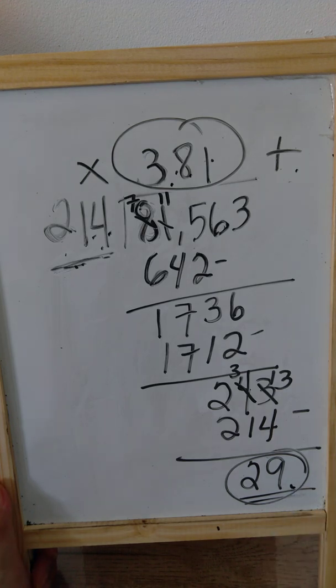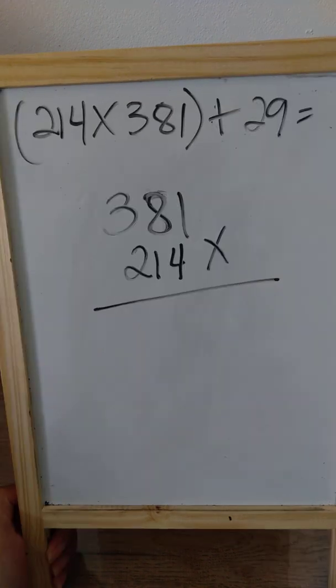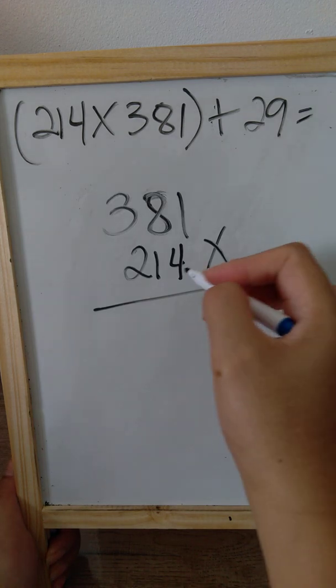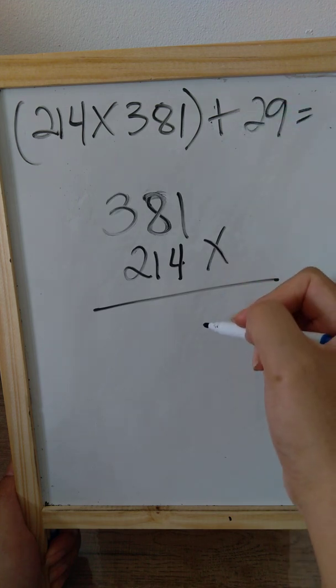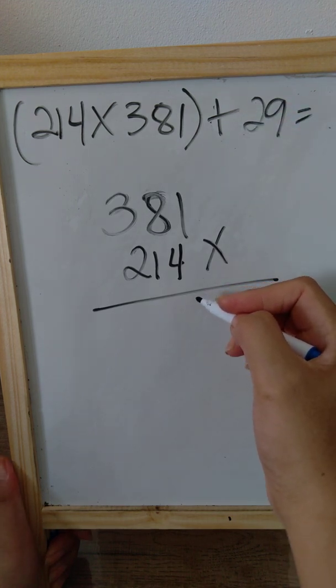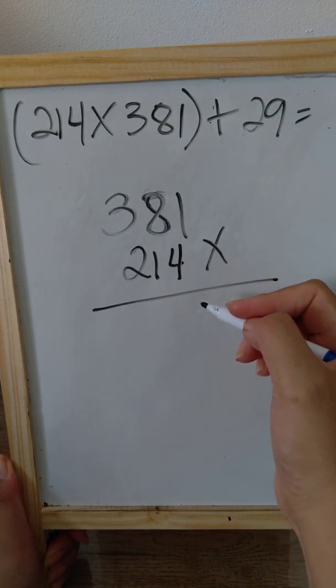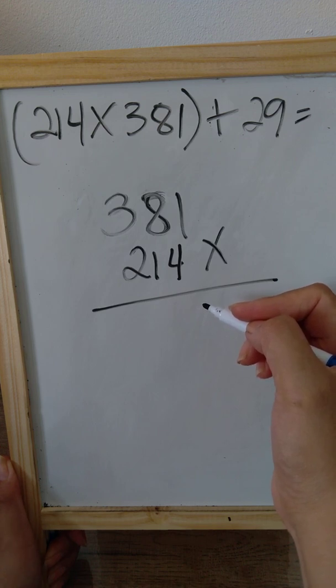Okay, understand? Now let's check if our answer is correct. Let's multiply these two numbers, and then let's add the remainder. The answer should be our dividend. The dividend is 81,563, so that should be our answer here.